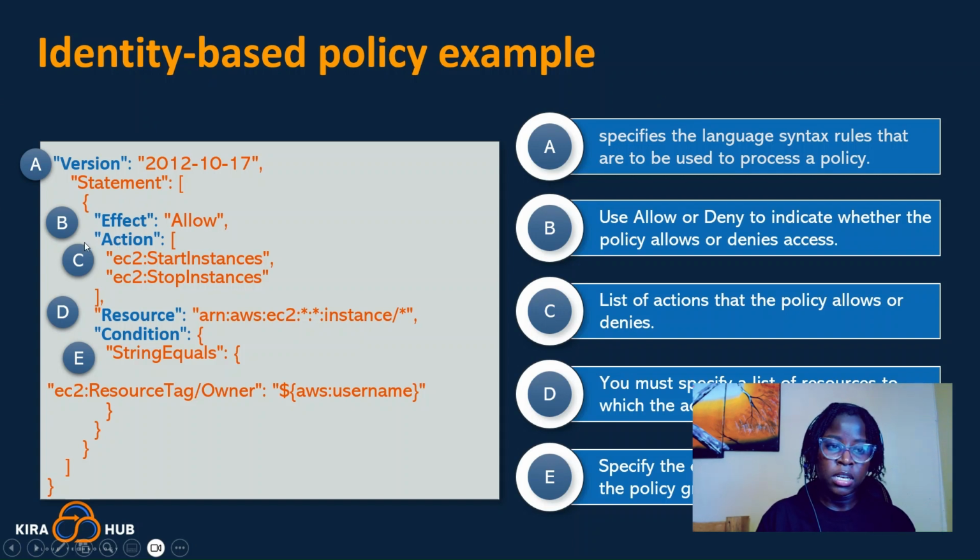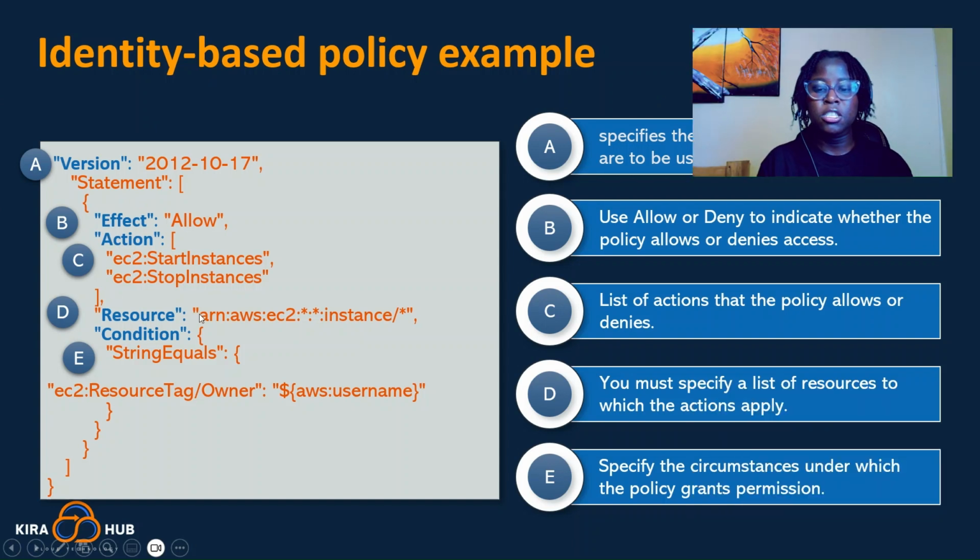What are we allowing or denying? That is the action. You must specify the list of resources to which the actions apply. So in this case, we have this specific EC2 instance or all instances in your account. You are allowed to start and stop that instance. And then we have the condition, which is optional. You can make a condition which says that the resource tag, which the key of that resource tag is owner, should be that specific username that you put over there. So this is the structure of an identity-based policy.